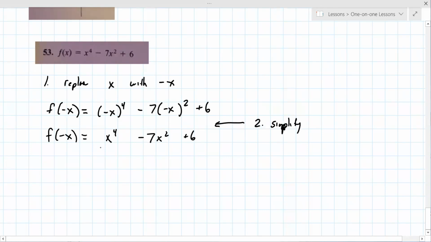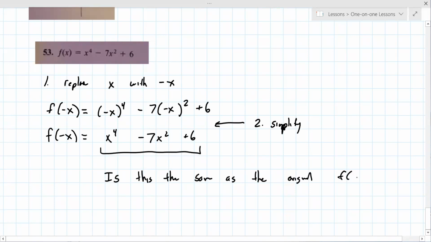And then you ask yourself the question, is this the same as the original f of x? Is it the same, yes or no? Like this and what we just found here, are they the same? Oh yeah, they're the same. So it's even. If the answer is yes, that means it's even. I see. If it's no, you have to do something else.